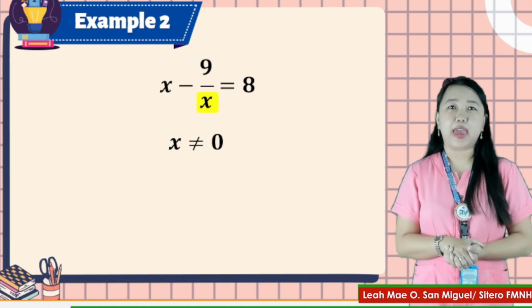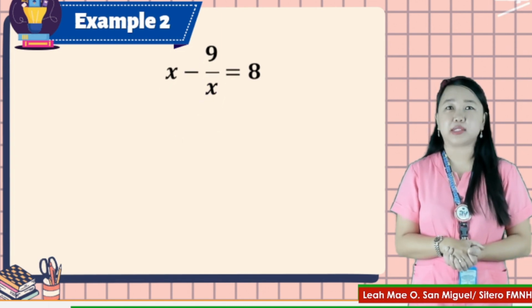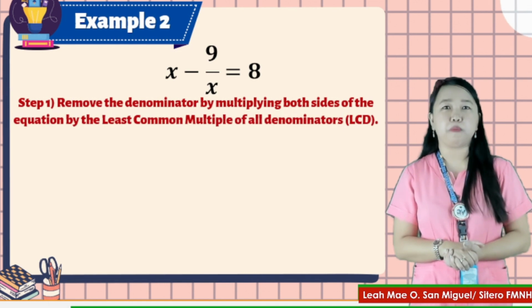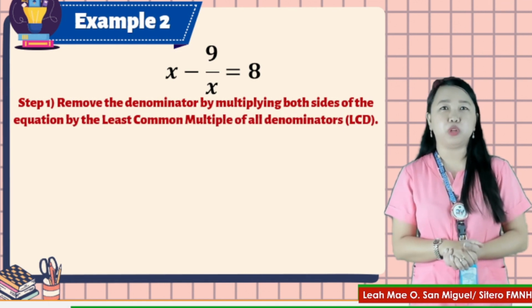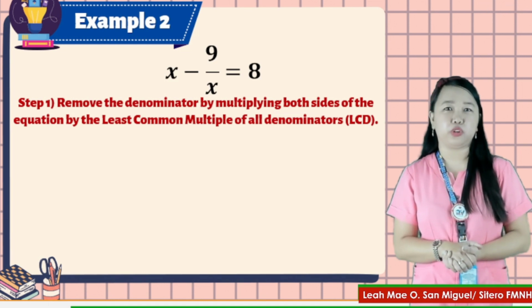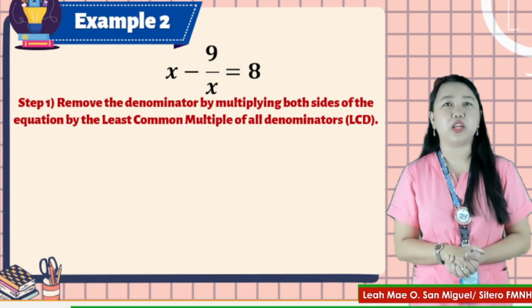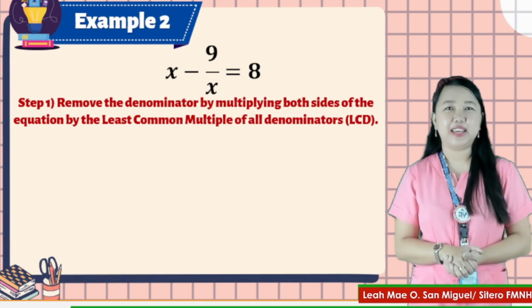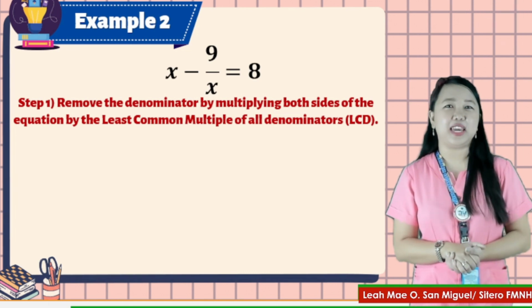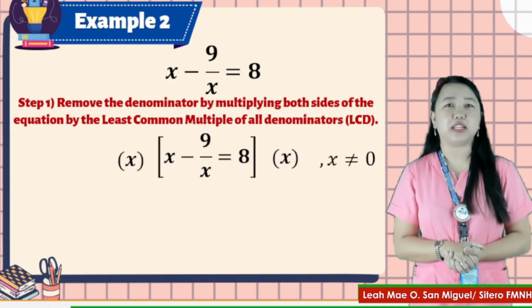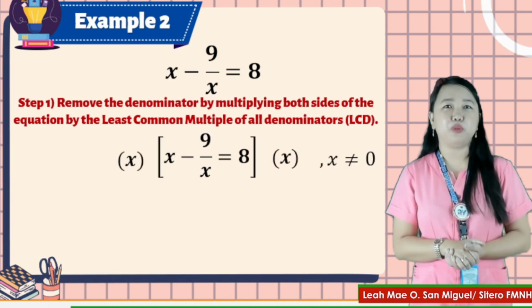Given that we have x minus 9 over x equals 8, step 1: remove the denominator by multiplying both sides of the equation by the least common multiple of all denominators, or LCD. What is the LCD in the given equation? Great! The LCD is x. Remember that if x is not equal to 0, we can multiply both sides by x.